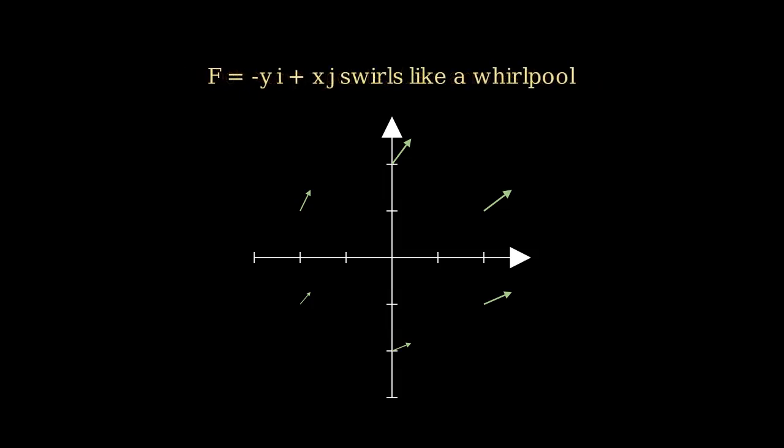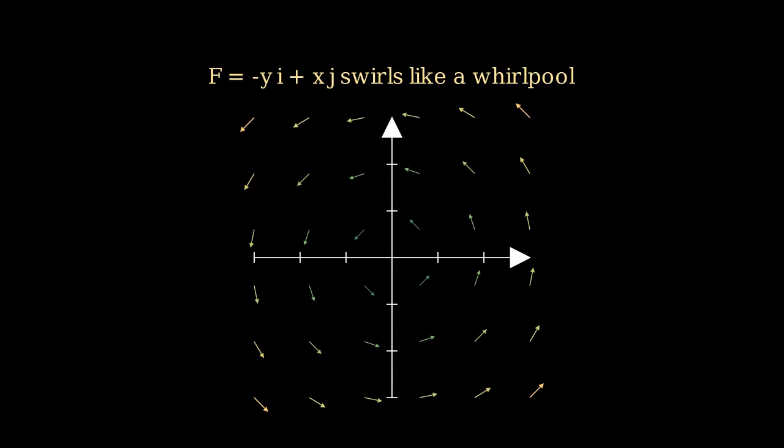Take the example field F equals negative y i hat plus x j hat. At every point the arrow points sideways, perpendicular to the line from the origin to that point, creating a spinning, swirling pattern like a whirlpool.